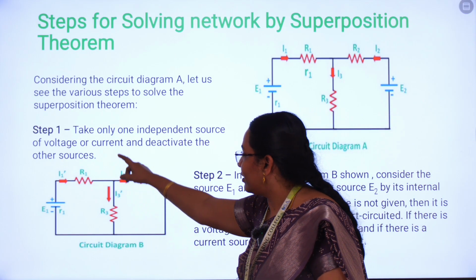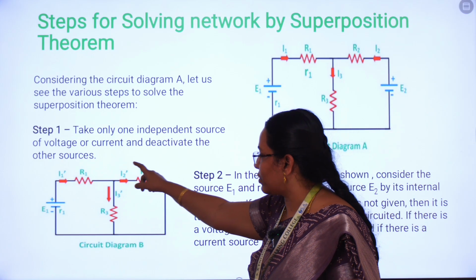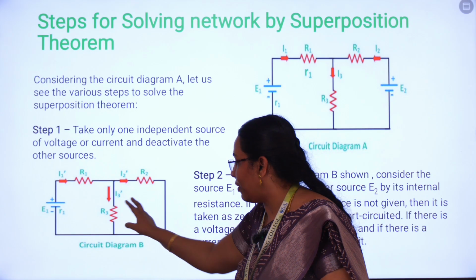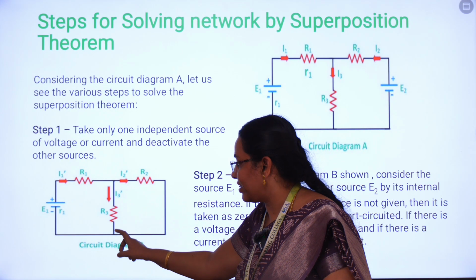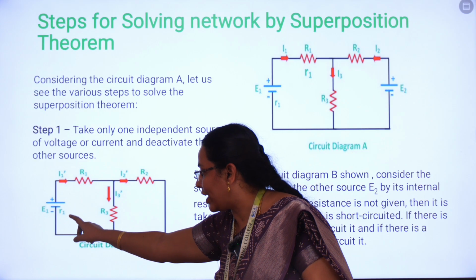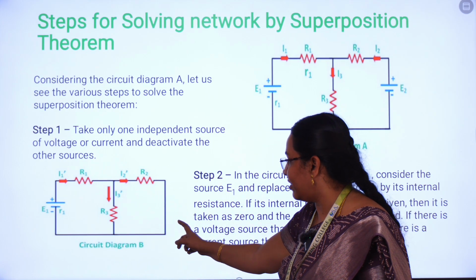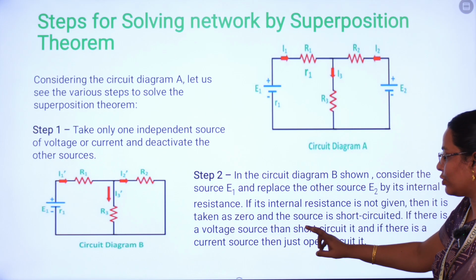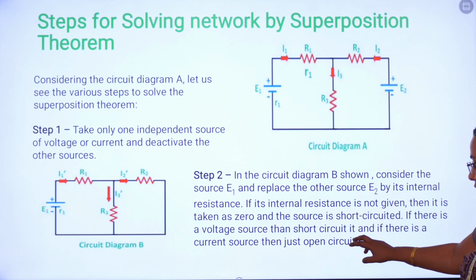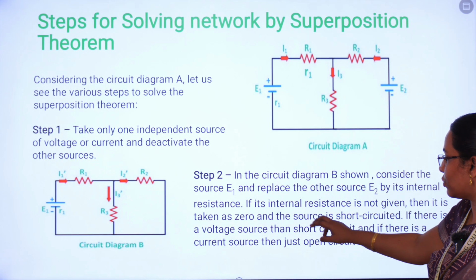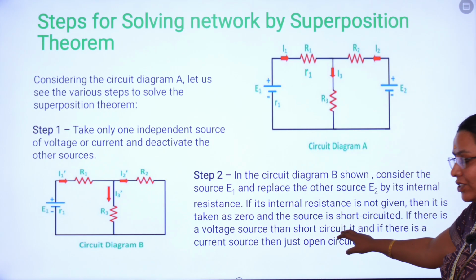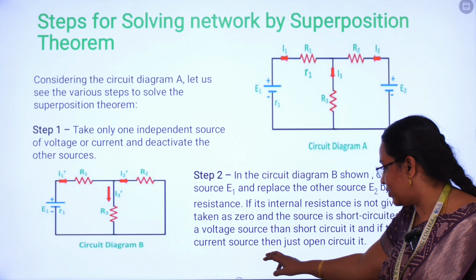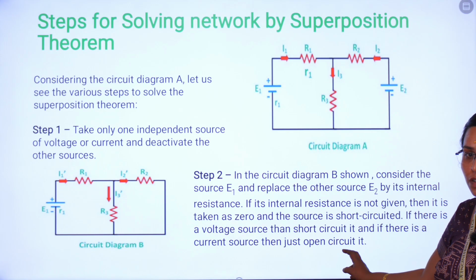So step 1. Take only one independent source of voltage or current and deactivate the other sources. We have two sources, so initially we keep one source and the remaining source will be deactivated. For that we have two ways to deactivate the sources. If there is any voltage source, we have to short circuit the source, and if there is any current source, just open circuit the source.